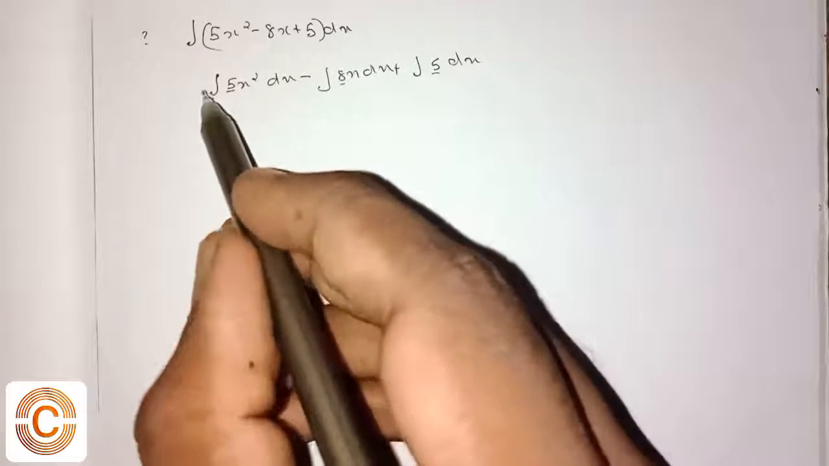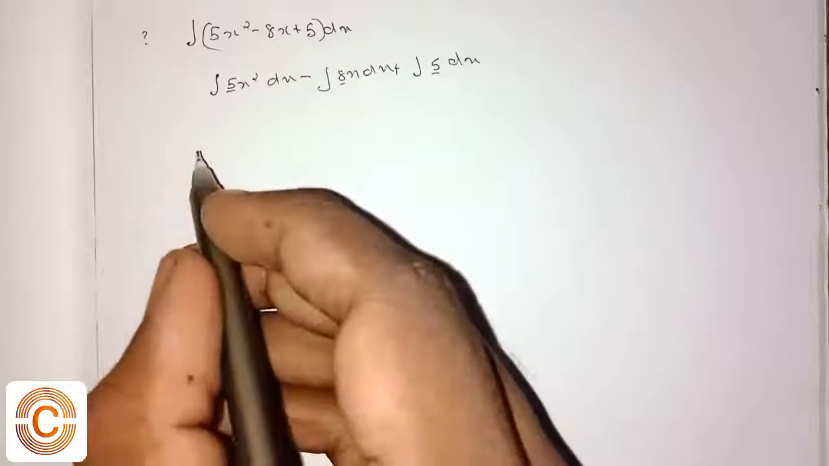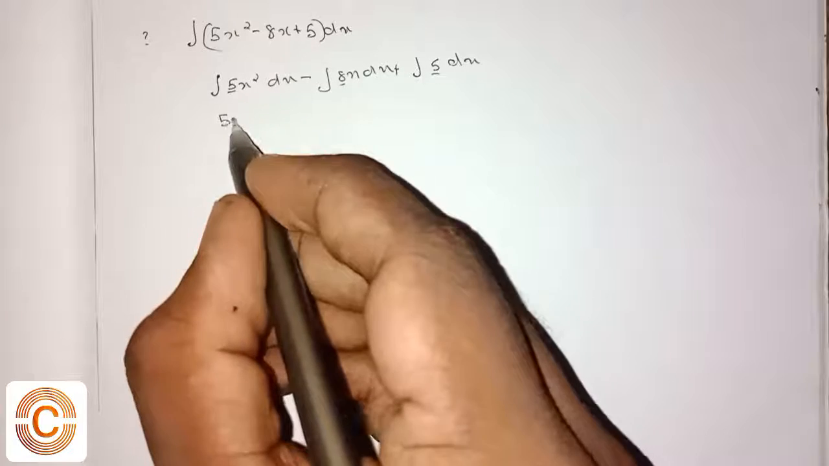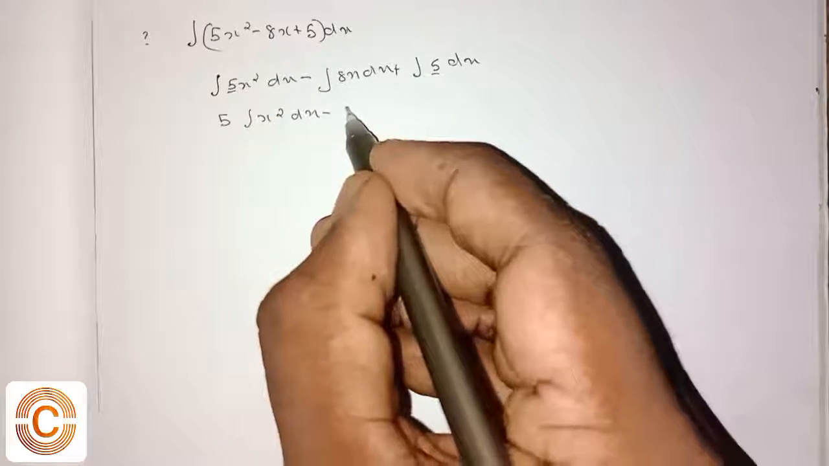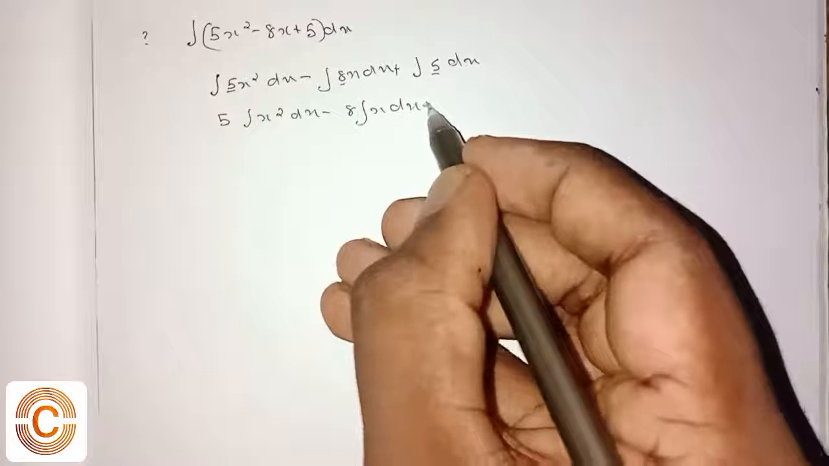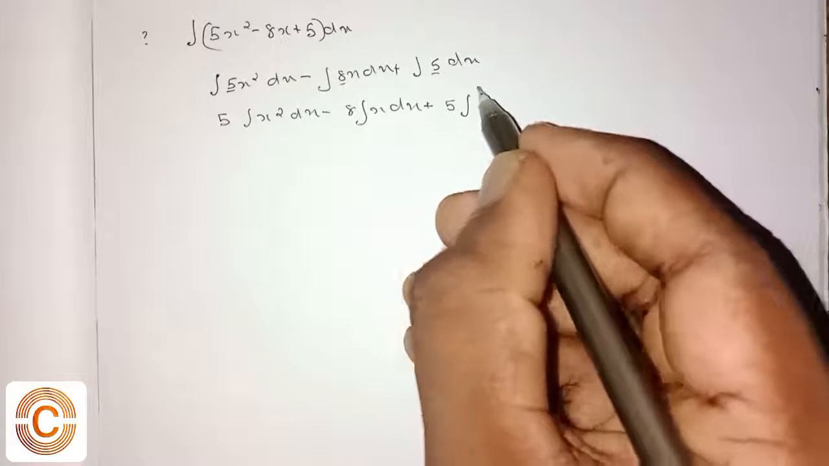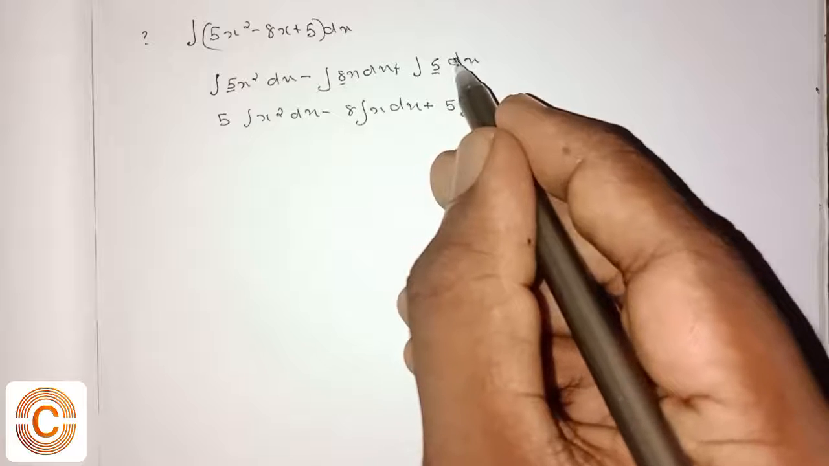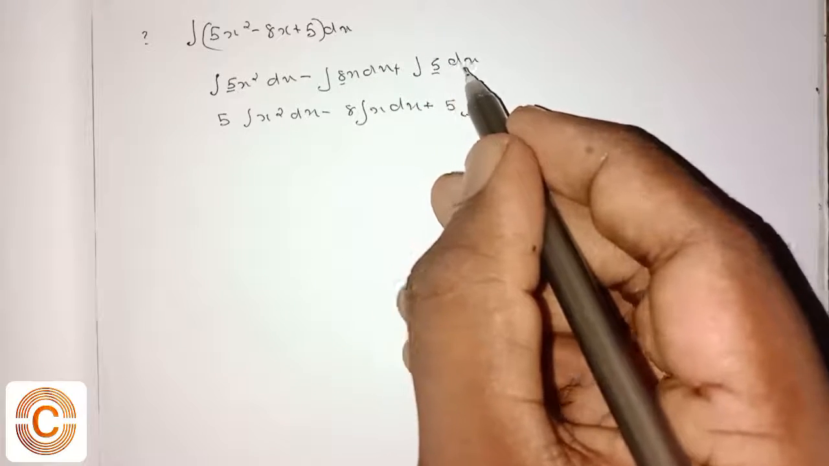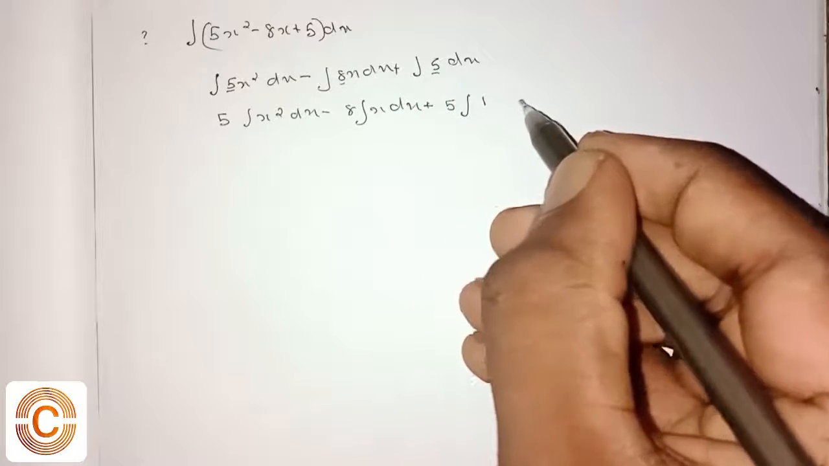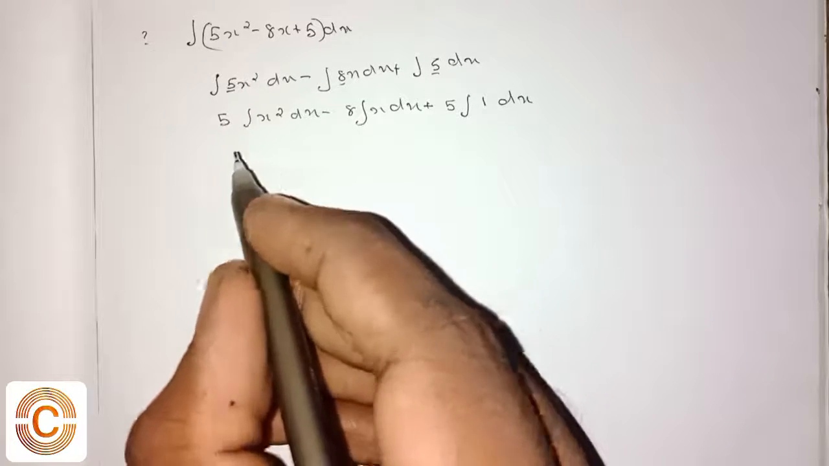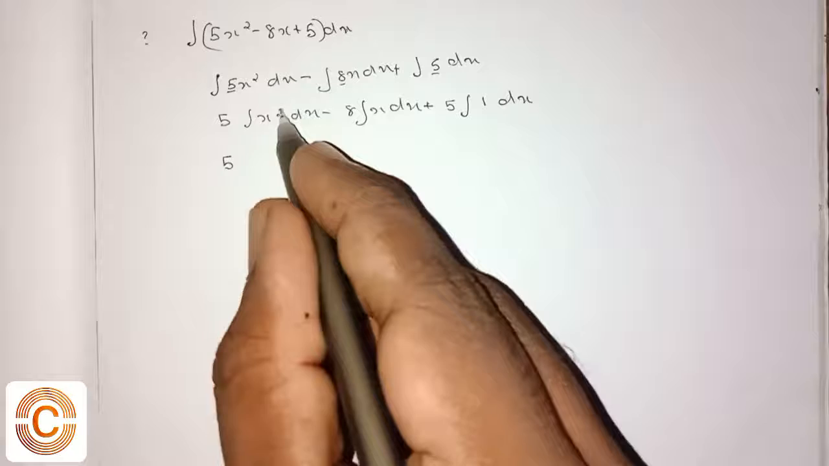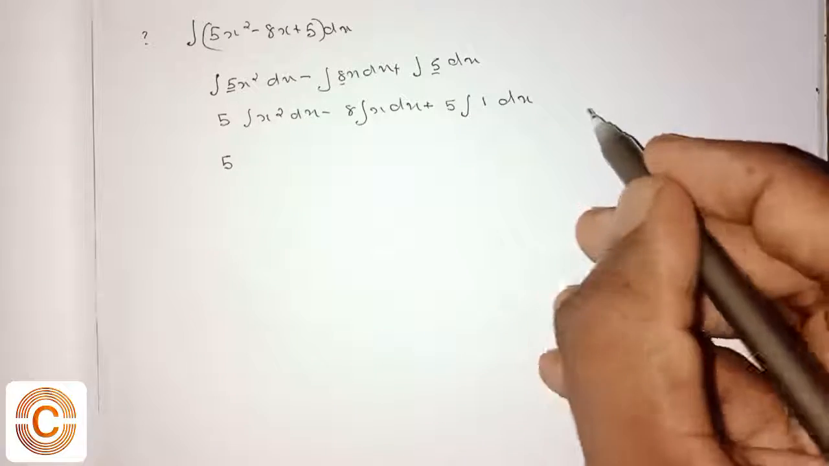In the next step, the constants are existing inside the integration, so put them outside the integration. Then it becomes 5 into integral of x square dx minus 8 into integral of x dx plus 5 into integral of, note that after 5 there is no variable, so we can put a 1 there, integral of 1 dx.